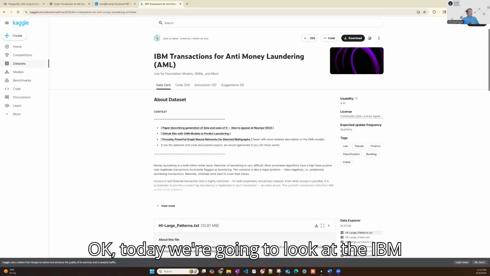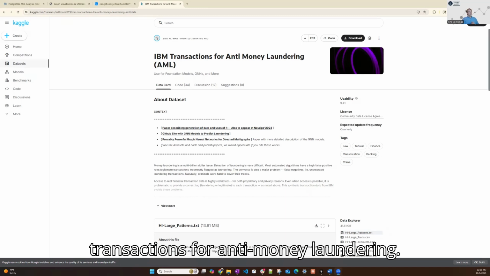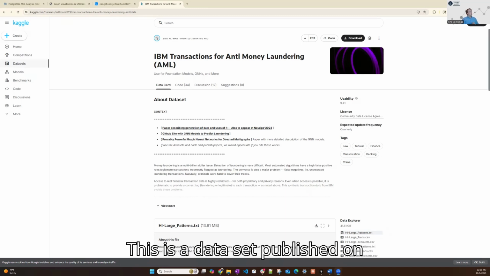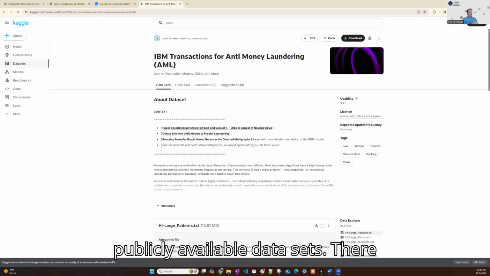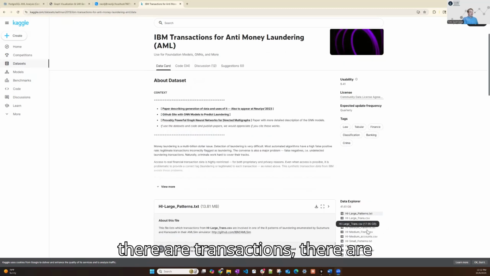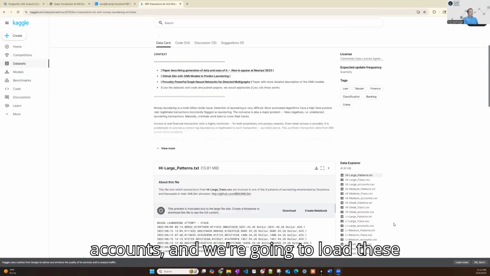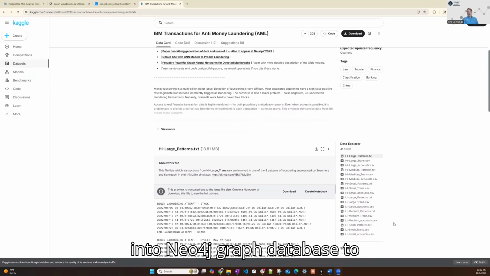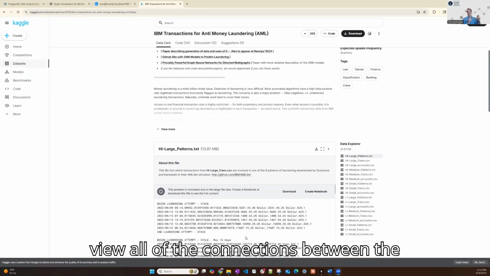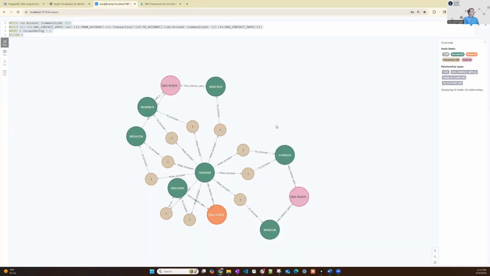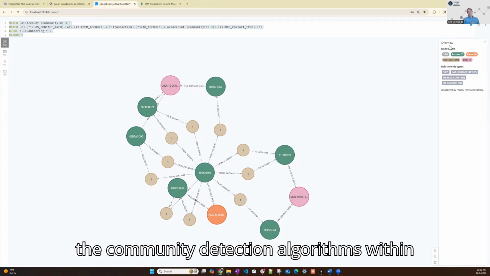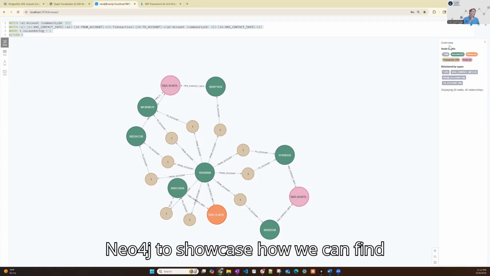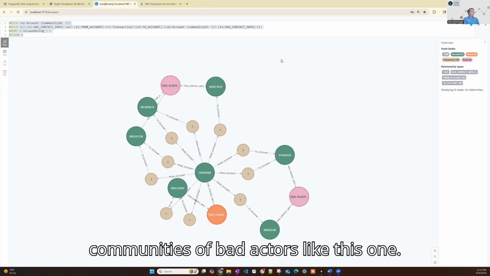Okay, today we're going to look at the IBM transactions for anti-money laundering. This is a data set published on Kaggle.com, which hosts many different publicly available data sets. There are patterns, there are transactions, there are accounts, and we're going to load these into Neo4j graph database to view all of the connections between the different data sets. So jumping over here, I have already run the community detection algorithms within Neo4j to showcase how we can find communities of bad actors like this one.